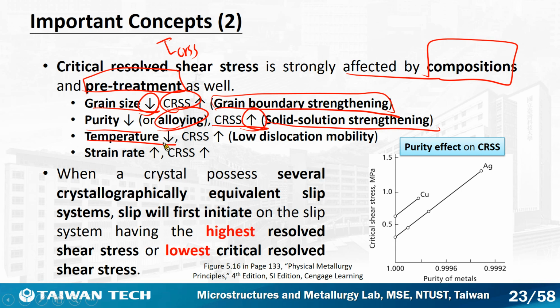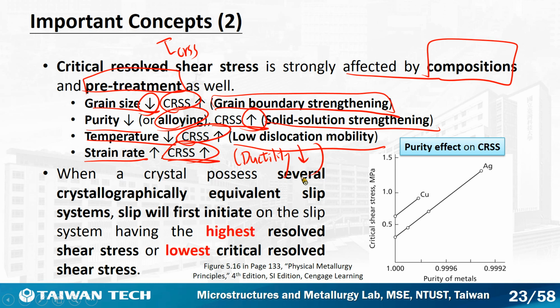When the temperature decreased, temperature will affect the dislocation mobility. So when the temperature decreased, it will cause a low dislocation mobility. Low dislocation mobility means that dislocation is hindered, hard to move, so tau CRSS will increase. And as the last one, with a higher strain rate, tau CRSS will increase, but also the ductility will decrease. Okay, this is a trade-off.